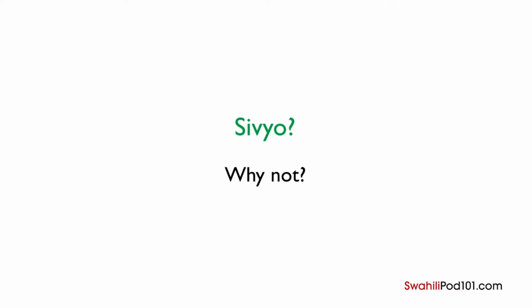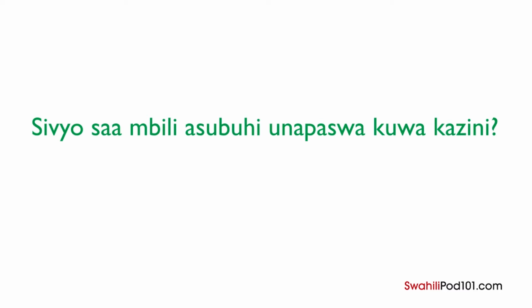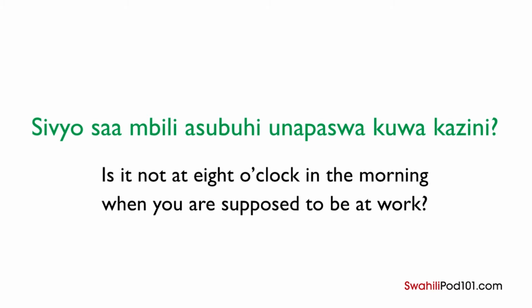For example, when one is doing something contrary to the traditional way, you may ask, sivyo saa mbili asubuhi unapaswa kuwa kazini? Which sounds like, is it not at 8 o'clock in the morning when you're supposed to be at work? And as we learned in lesson 14, the conjugation of to be, kuwa, is applicable here.